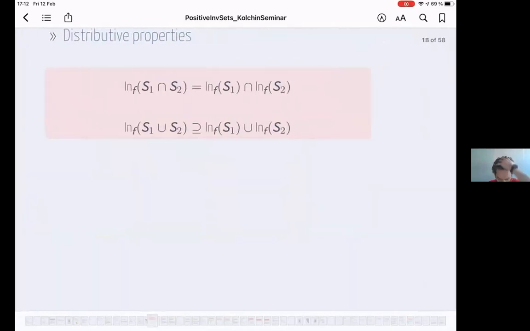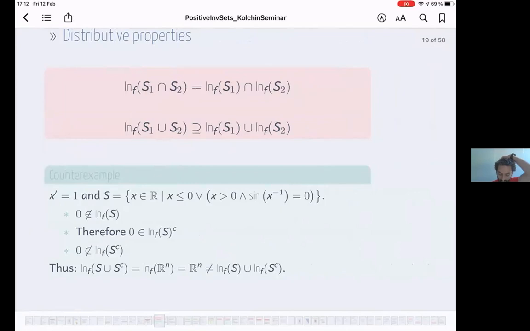Okay. We have some distributive properties. So the in-F operator enjoys some distributive properties. So we can talk about the in-F of a conjunction, of an intersection, the in-F of a join. We don't necessarily have equalities here in general for any sets, but we do have some nice distributive properties that are going to be important for the computational aspects.